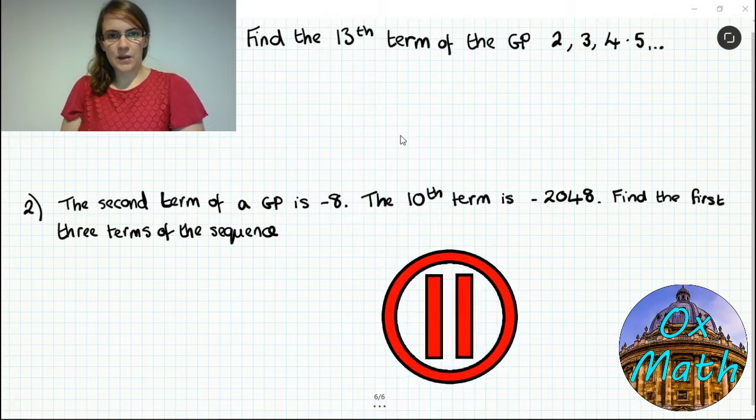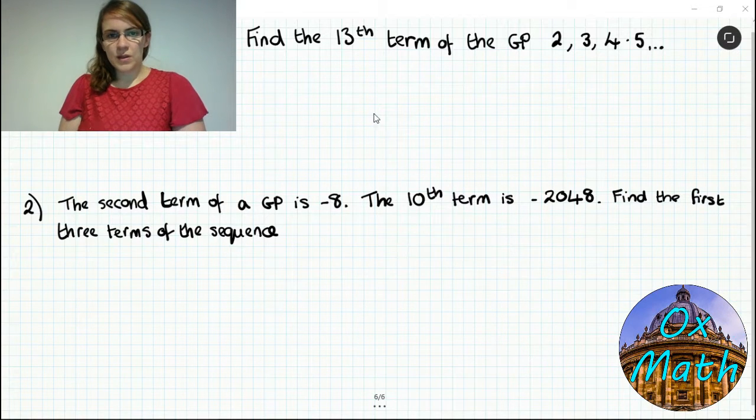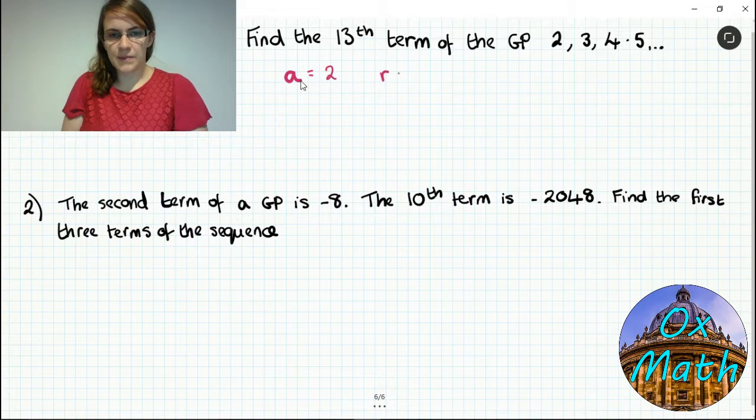So pause the video, check your understanding and have a go at these 2 questions. So question number 1, we are given the geometric progression, so we straight away know that our first term is equal to 2, and we can find our ratio by taking any 2 terms and dividing the second by the first. So in this case I'm going to take 3 and divide it by 2. I could have taken 4.5 and divided it by 3. 3 divided by 2 is 1.5, so my ratio is 1.5.